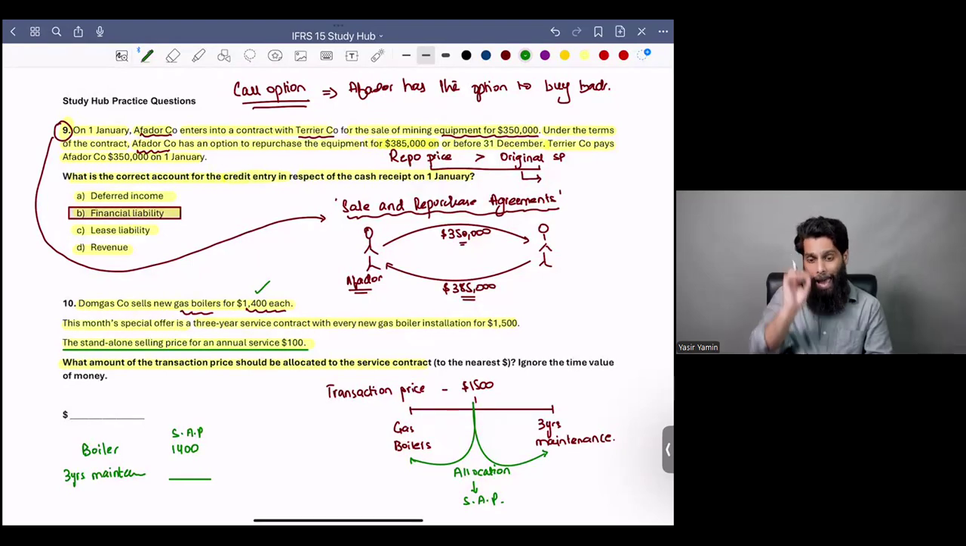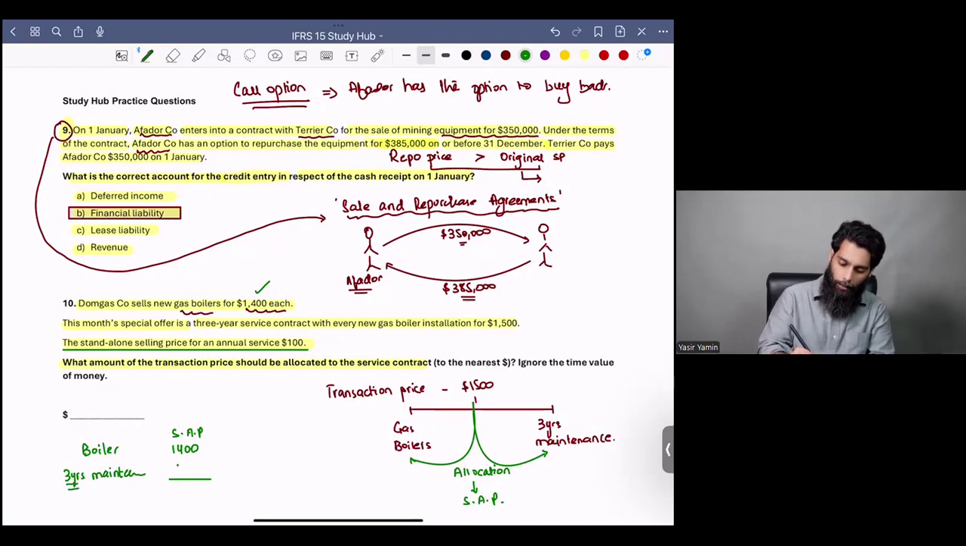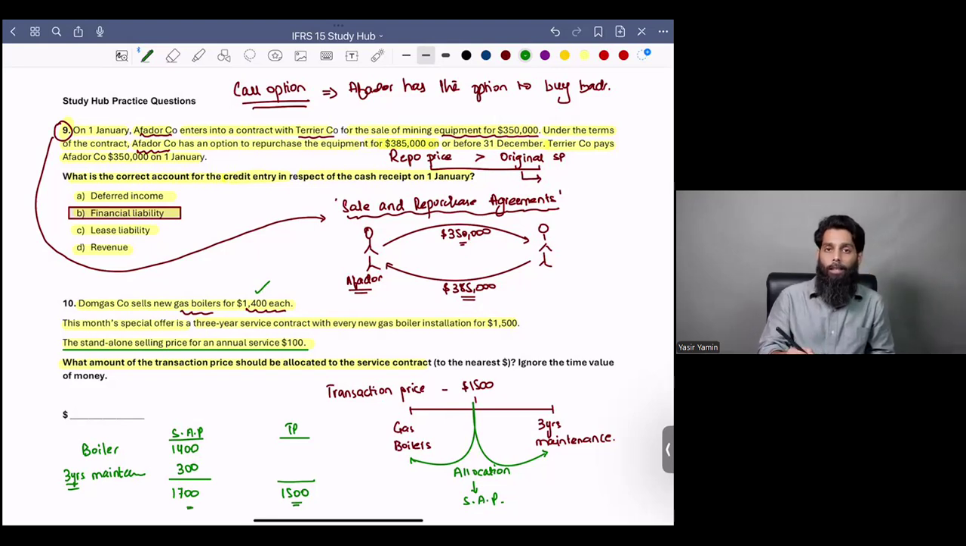It's for an annual service, the selling price is $100. For 3-year maintenance, it should be $300. Make sense? For 1 year, it's $100, so for 3 years, it should have been $300. So the cumulative amount of standalone price is $1,700. The transaction price that you have is $1,500 for both, which alone would have costed $1,700. You have given it for $1,500.